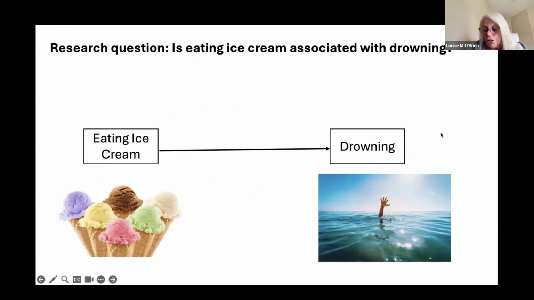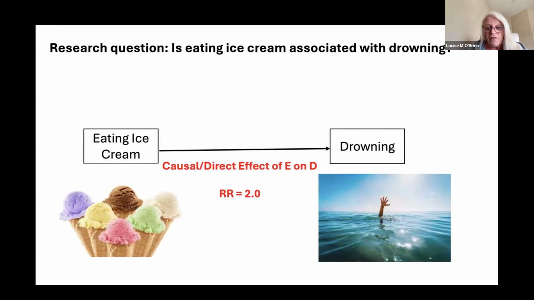We put that into a statistical package and we find, oh look, the direct effect of our exposure, ice cream, on drowning is a relative risk of 2. So you're 2 times more likely to drown if you eat ice cream. Okay, all right, well, that sounds kind of too simple, right? So what do we have to think about?